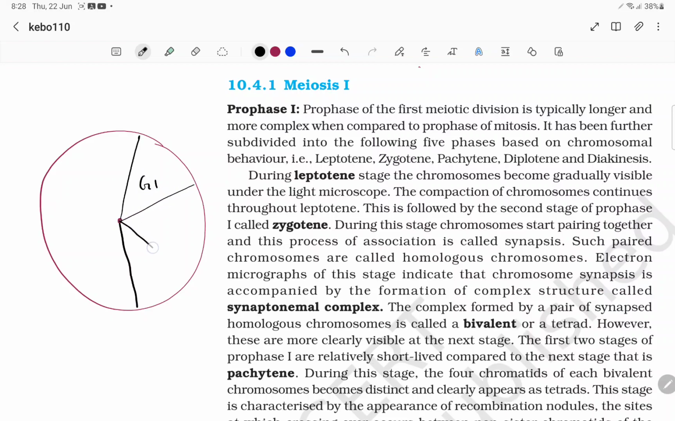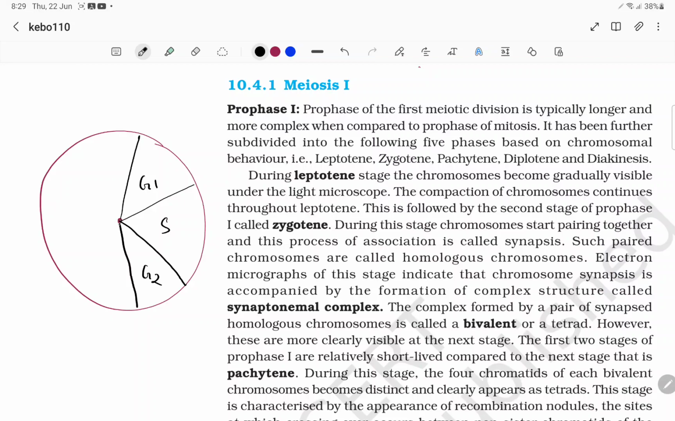G1, S and G2. Remember, G2 is mainly meant for protein synthesis. In G1, the cell will increase in size and become metabolically active. At the same time, it also produces endoplasmic reticulum, Golgi bodies, ribosomes, except these mitochondria and chloroplasts, remaining all are developed.